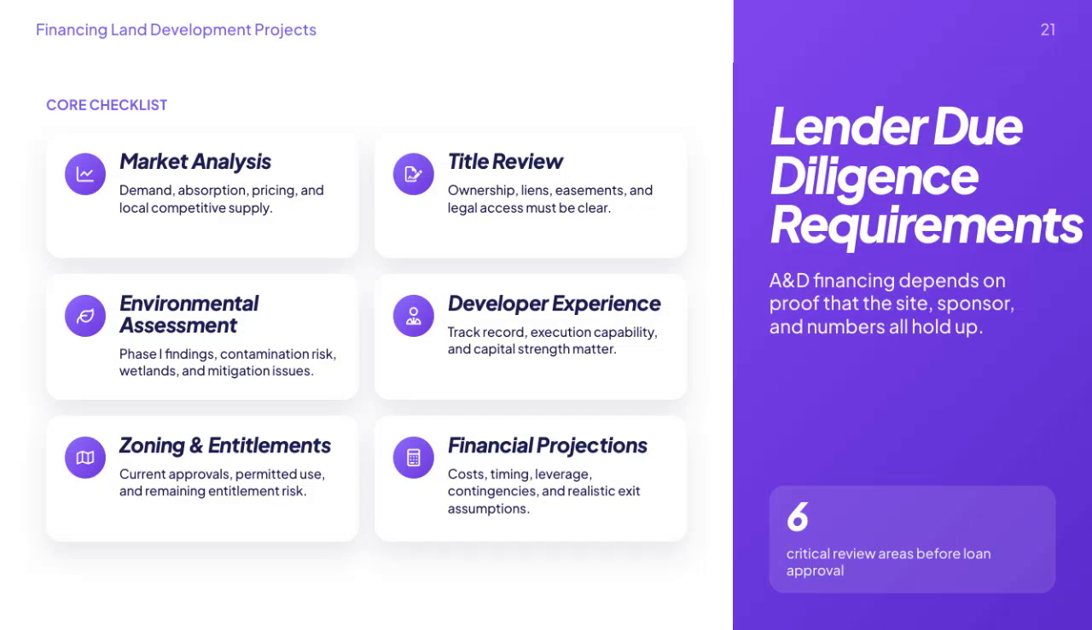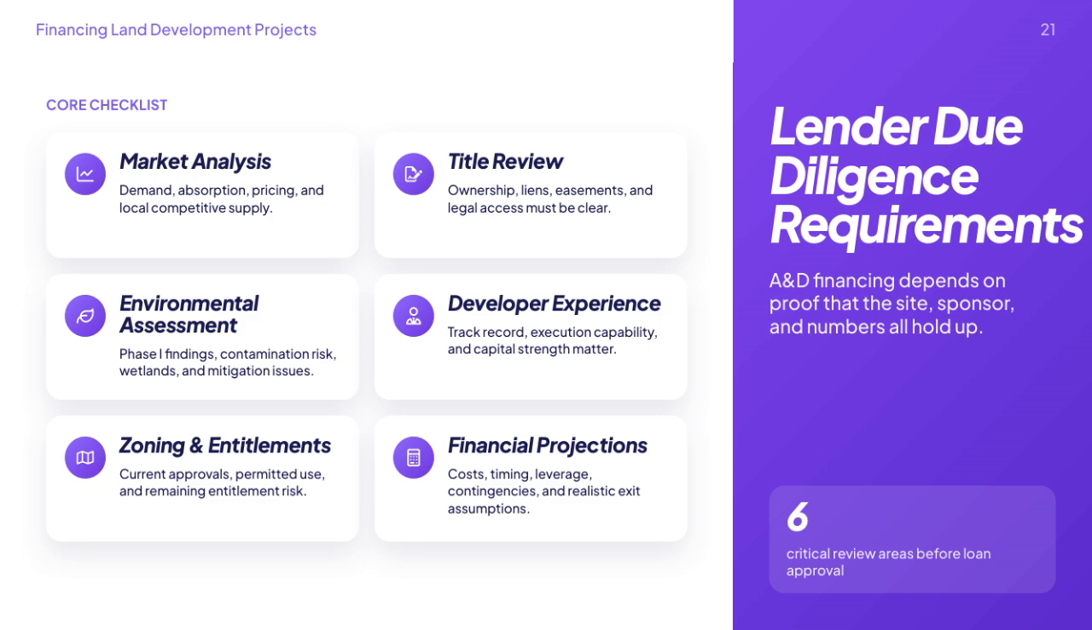On this slide, we're looking at the core checklist for financing land development projects, which outlines the 6 critical review areas lenders focus on before approving a loan. First, the market analysis is essential. This includes evaluating demand, absorption rates, pricing trends, and the local competitive supply to ensure there's a viable market for the project. Next, title review is crucial.